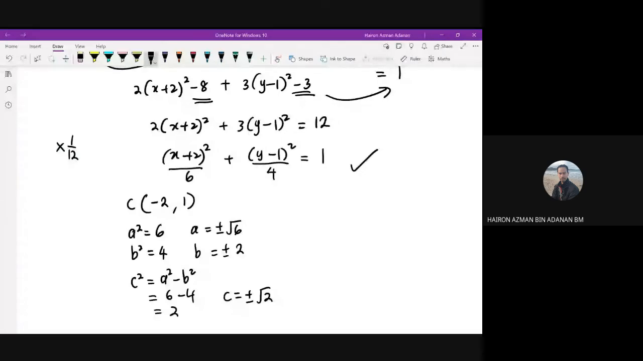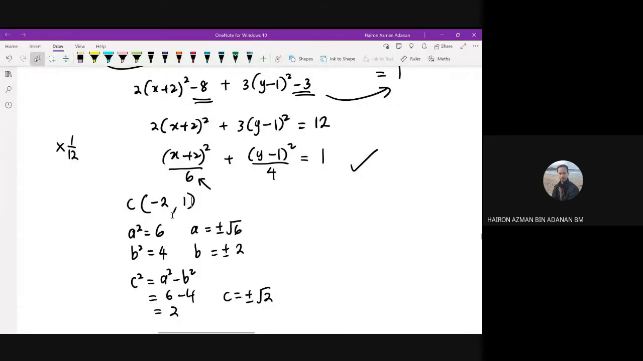Okay, which one is your major axis? Major is the largest value. Largest value is 6. 6 is under x. So major axis is parallel to x. Major is the line parallel to x. How do I know? I refer to the largest value. Largest value here is 6. 6 is under x. So major axis is parallel to x.